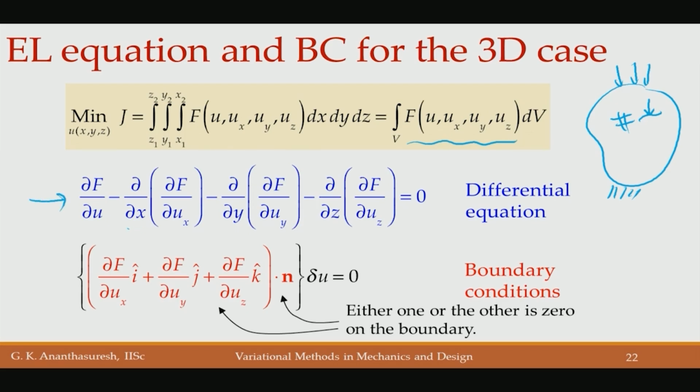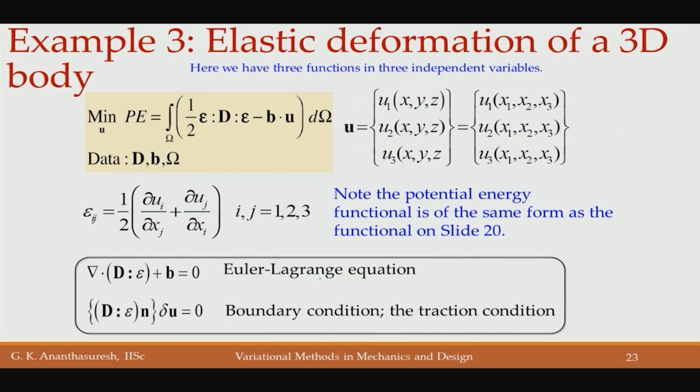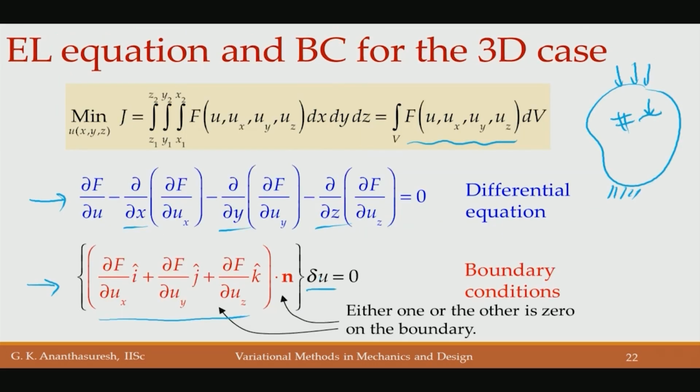There is a pattern: dou by dou x, dou by dou y, dou by dou z. So, you can close your eyes and write these. Boundary conditions also have a pattern, but now it is just written in 3 dimensions, because this should be true at every point on the boundary: either that is 0 or this is 0. When is this 0? Whenever u is specified anywhere, and that is how it looks. For this, if you want an example, the best thing is a solid that I just sketched over here.